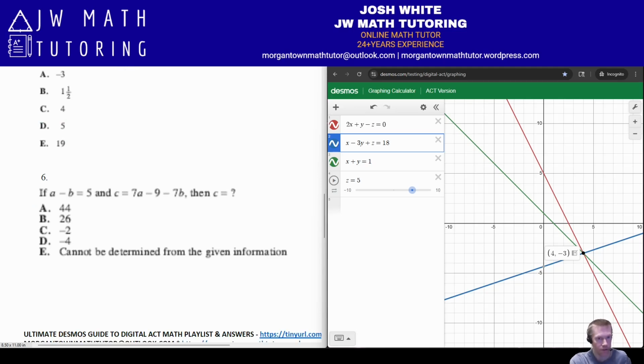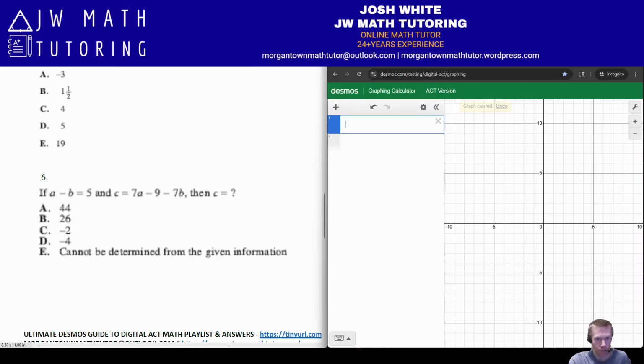All right, next, let's take a look at number 6. Here you have one where you've got some expressions, or some equations actually, with multiple values. Okay, and now let's say I just wanted to add some values for a and b. Now the problem is, a and b have to have a difference of 5, so you can't just pick any random numbers for them.